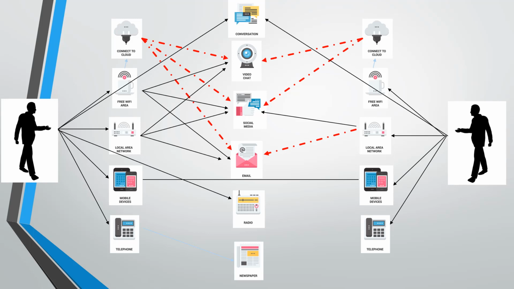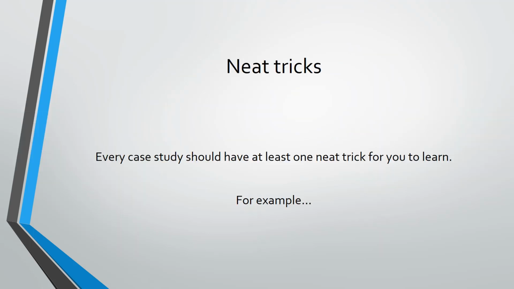Now, each device and each method is basically another user account. If you use an email, you're looking at each person has at least one email account, so maybe you have dozens of email accounts with one person using. So just the amount of devices and methods, keep in mind, and that's some of the tips we're going to go over in case studies. Now, also with these case studies, I'm going to go over some neat tricks, because every case study should have at least one neat trick for you to learn.